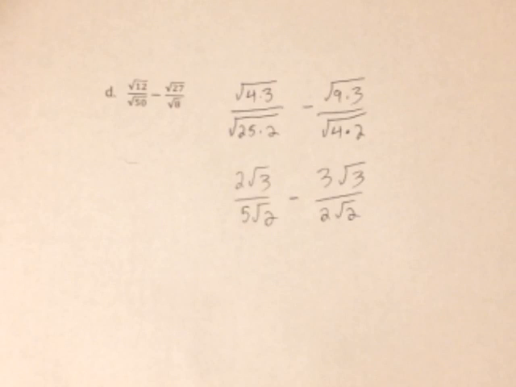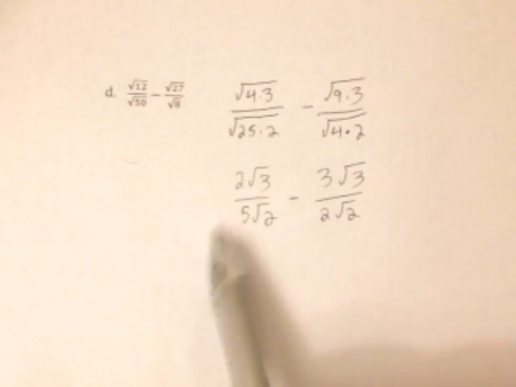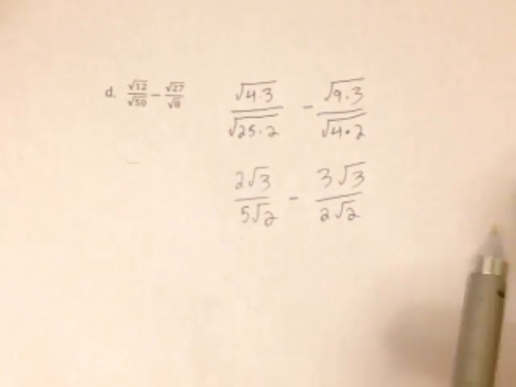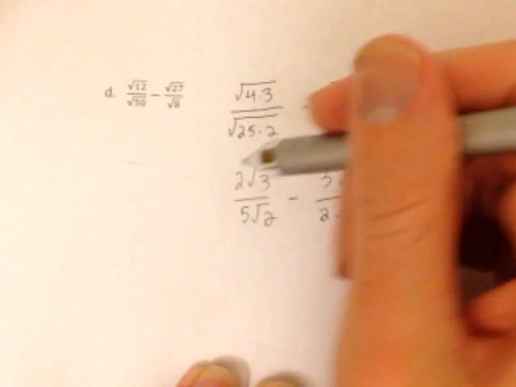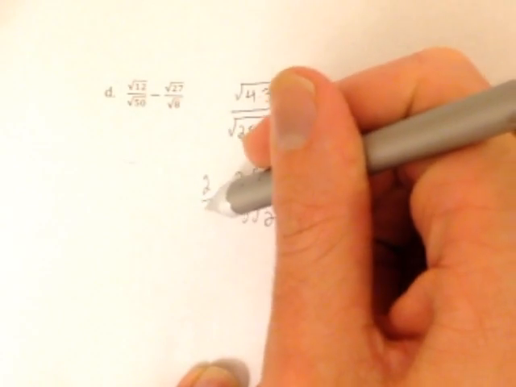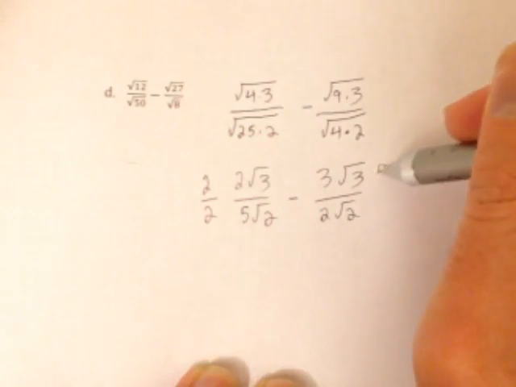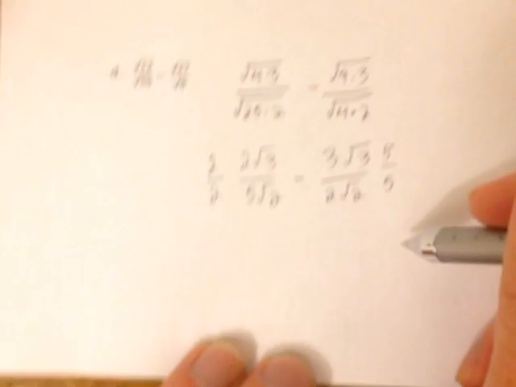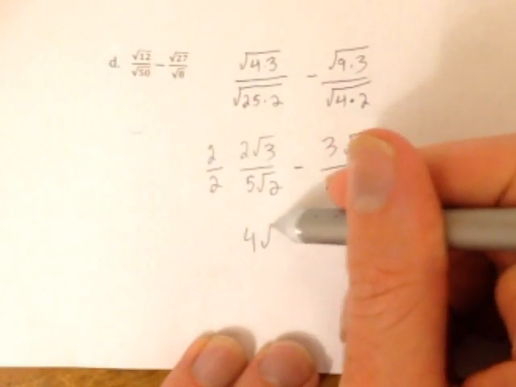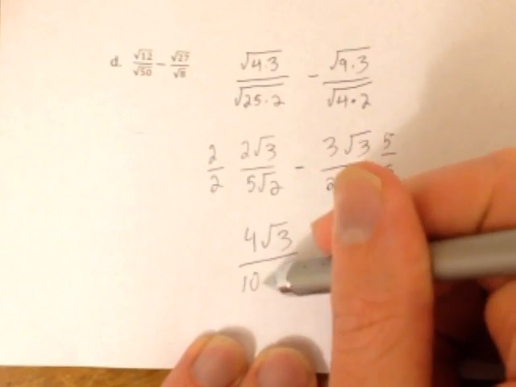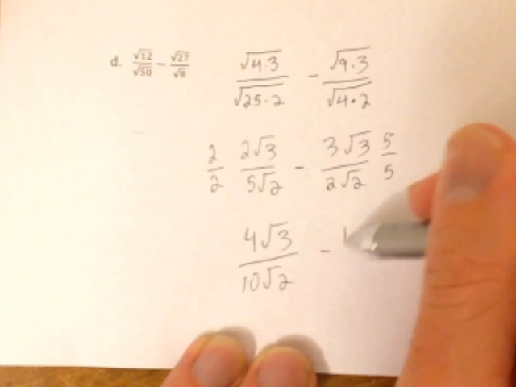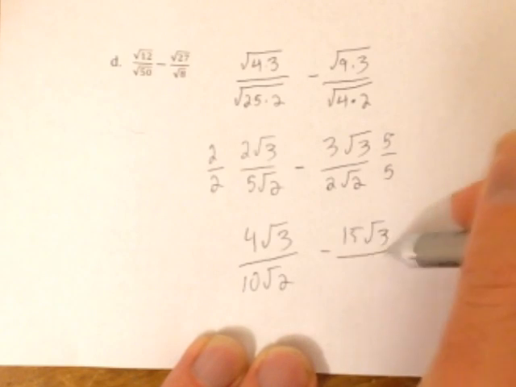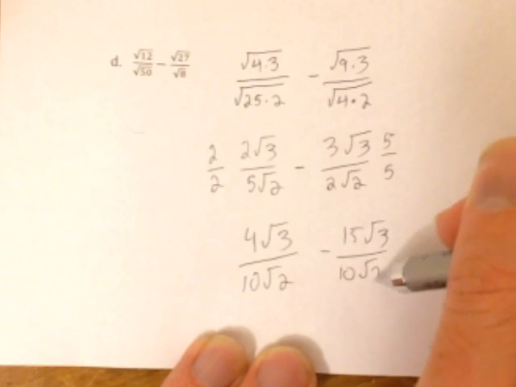I'm just going to get a common denominator now because I can actually kind of see what that common denominator is going to be. If I get the 5 and the 2 to turn into tens and leave the square root part alone, I'll have a common denominator. So I'm going to multiply the first one by 2 over 2 and the second one by 5 over 5. Now I get 4 root 3 over 10 root 2 minus 15 root 3 over 10 root 2.